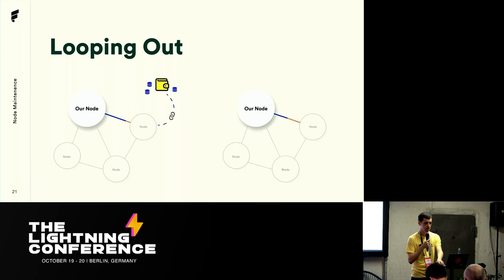The second option is looping out. This is a service provided by the Lightning Labs team, and it's basically submarine swaps, or actually in looping out's case, reverse submarine swaps, and it allows you to take off-chain funds and convert them to on-chain funds. This is a pretty great way to get funds out of your node. But currently, the max that you can loop out of your node is 0.02 Bitcoin, which, especially if you're receiving a lot of money, makes it pretty darn hard to get your funds out of your node.